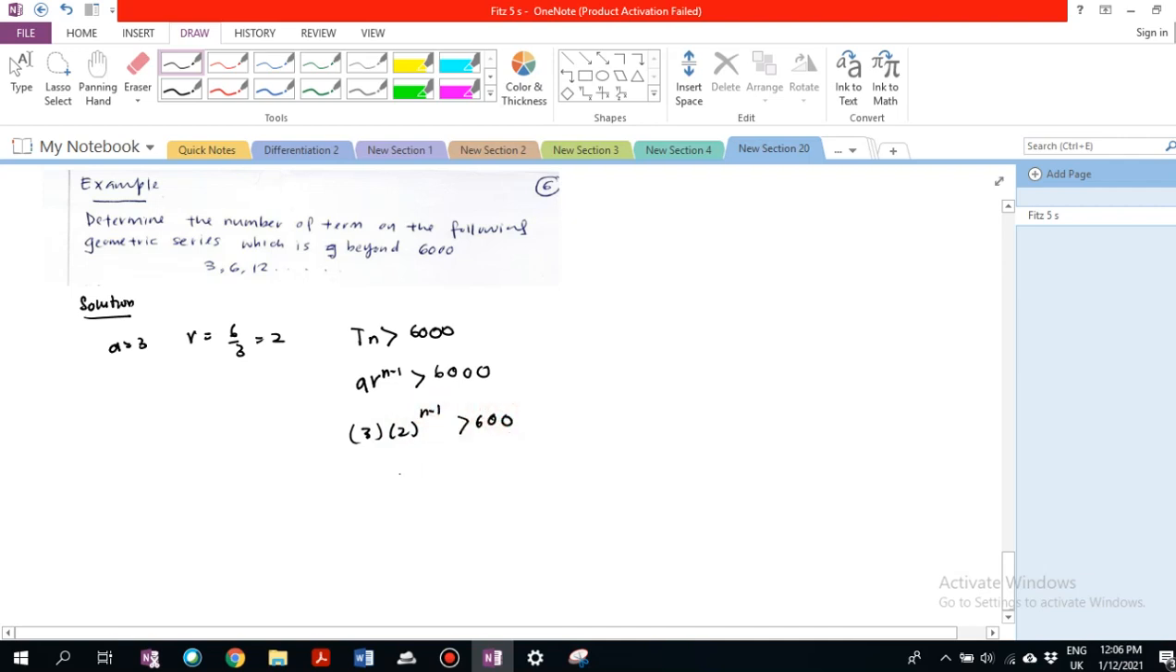Then you will get 2 to the power of n equal to 4,000. And you get n should be bigger than log 4,000 divided by log 2. So your answer is bigger than 11.96, or we can say n equal to 12. Okay.